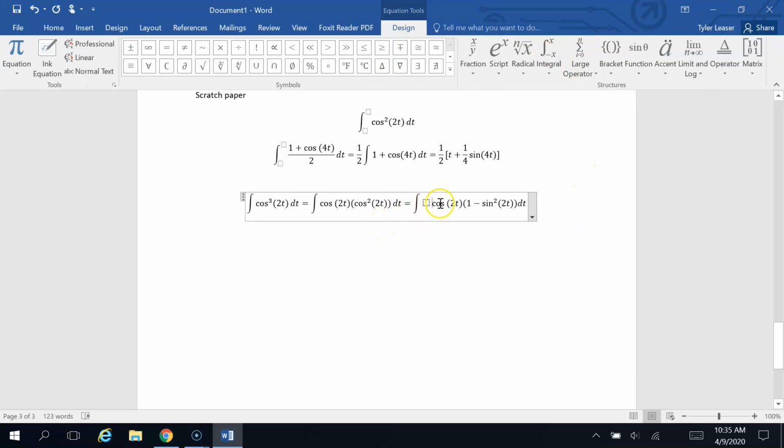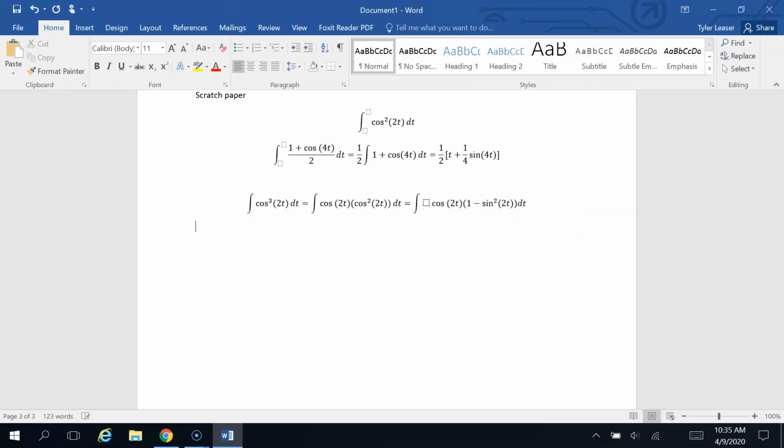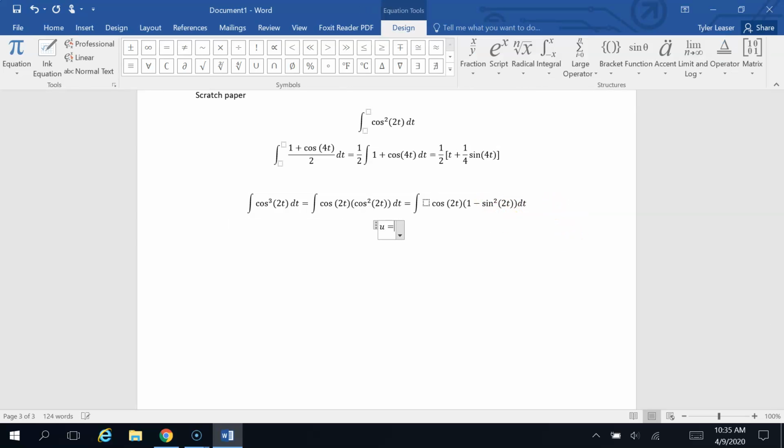All right, so the integral of cosine 2t times 1 minus sine squared. This is where we want to do a u substitution. You're going to let u just be sine of 2t. Then du would be 1/2, and it would be negative cosine 2t dt. Just to simplify that down, negative 1/2 cosine 2t dt.